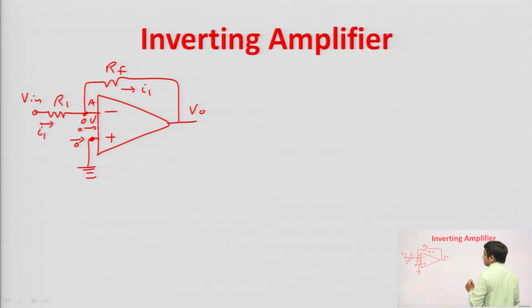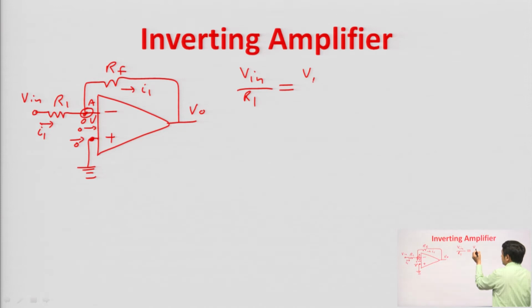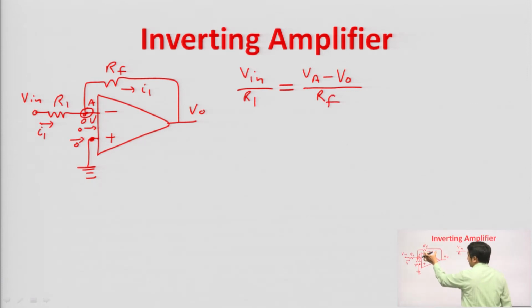So, if we apply KCL at node A, then what will happen? The current flowing through resistance R 1 will be equal to V in upon R 1. Incoming current is equal to outgoing current. So, we are just applying the KCL at node A. The feedback current will be equal to, let us say the voltage at node A is V A, V A minus V naught upon R F, right. The feedback current is equal to the voltage across this R F resistance upon this R F value, and one terminal of R F is connected to node A, that is the potential of node A is V A, and the other terminal of R F is connected to output voltage V naught, and by virtual ground this V A is 0.